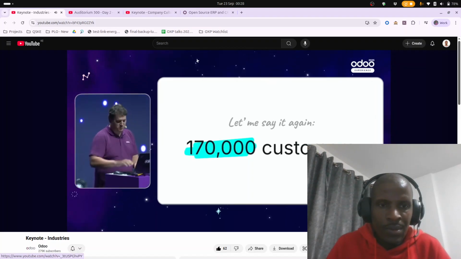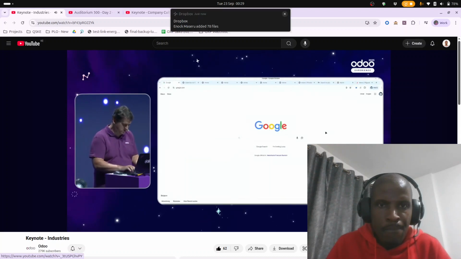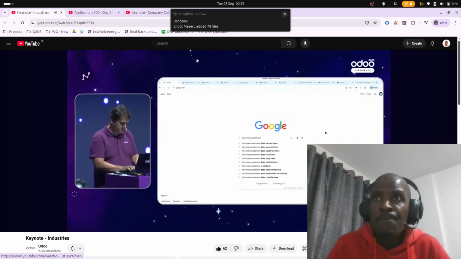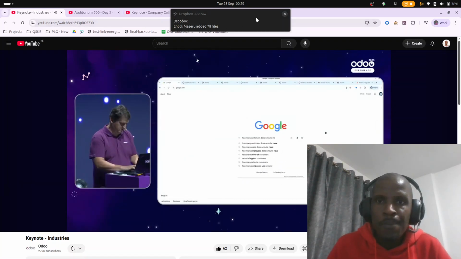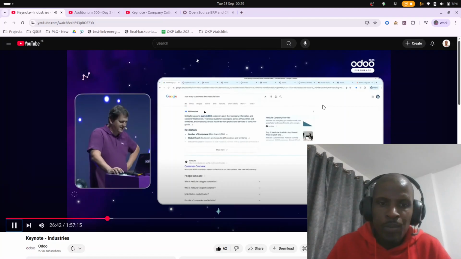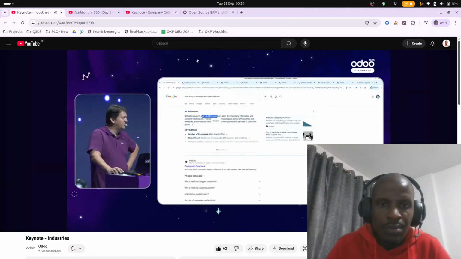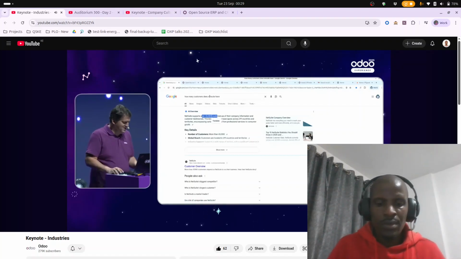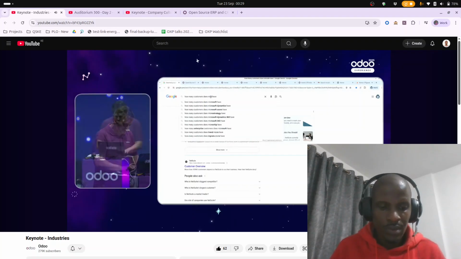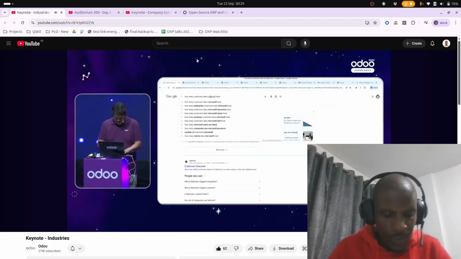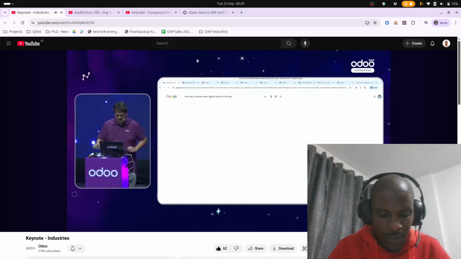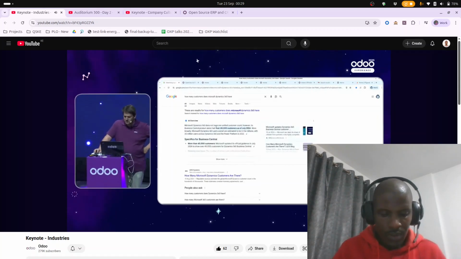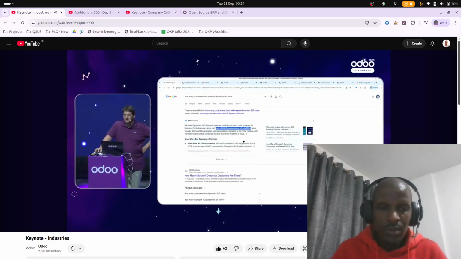So if I go to the number 1 and number 2 other ERP after Odoo, let's say, how many customers does NetSuite have? They have 43,000 customers. Can you imagine? It's not like we reached them. We exploded everything. How many customers does Microsoft Dynamics 365 have? They have 40,000 customers as of July 2024.